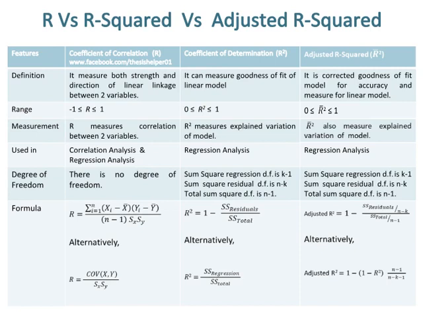The formulas of coefficient of correlation, R squared and adjusted R squared are given. You can also use the alternative formulas of coefficient of correlation, R squared and adjusted R squared, to recheck your answer and for quick calculations.